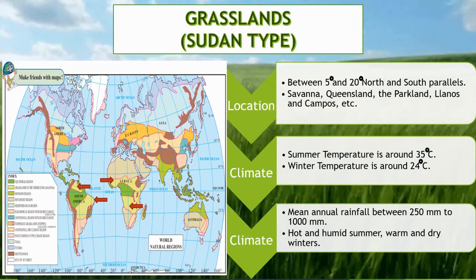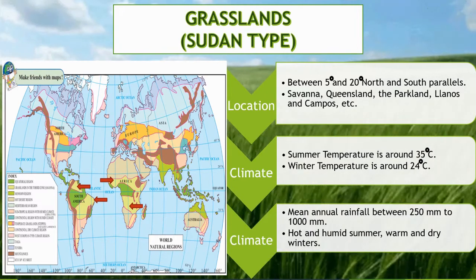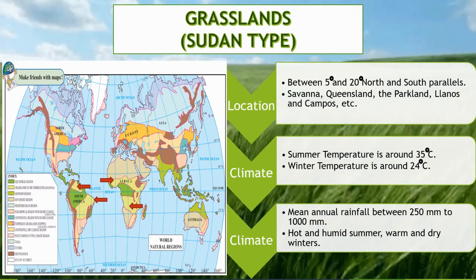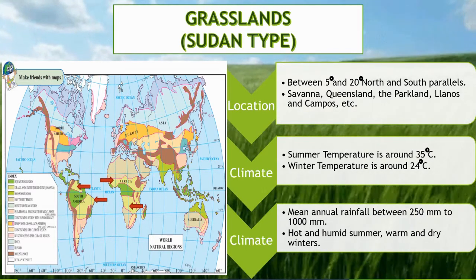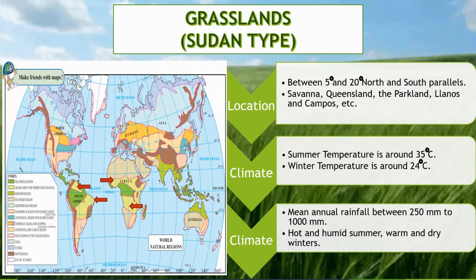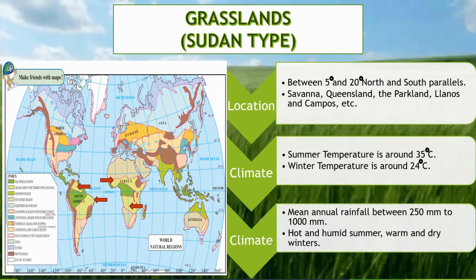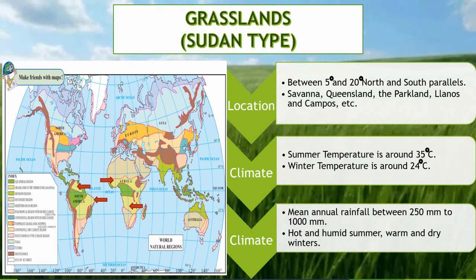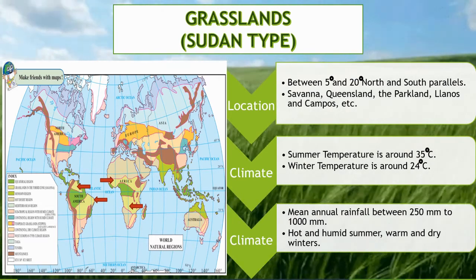These are some locations where you find these grasslands, that is Savannah in Africa, Queensland in Australia, Llanos and Campos in South America, etc. The climate of this type of grassland is as follows.